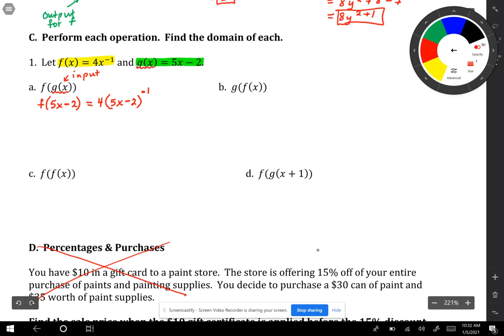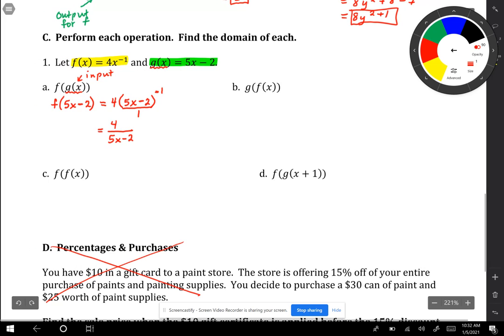Remember, when you have a negative exponent, you're supposed to switch positions. Right now, this is over 1. And so to switch positions, the 4 still stays up on top. The 5x minus 2 goes on the bottom. And the negative 1 becomes a positive 1, the exponent. So that is your answer.